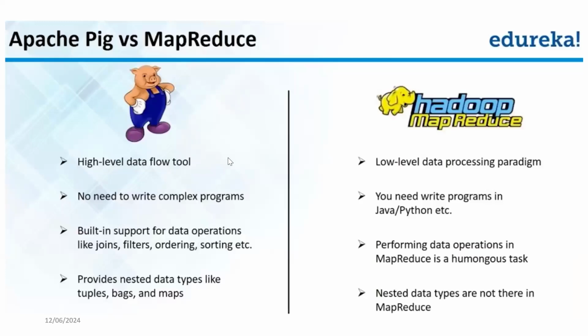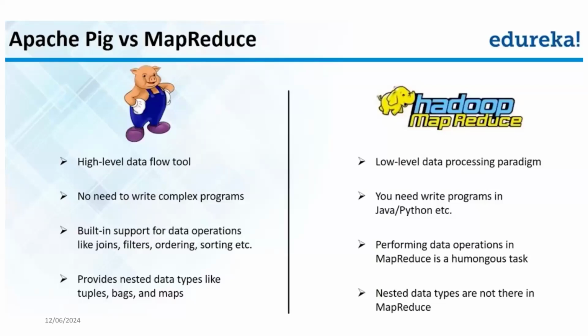Right. If you compare Apache Pig and MapReduce, Pig is usually used as a high-level data flow tool, whereas Hadoop MapReduce is usually used for low-level data. You don't need to write complex programs in Pig, but in Hadoop you have to write programs. You can use either Java or Python. Then the third one is that Pig supports joins, filters, ordering, and sorting.